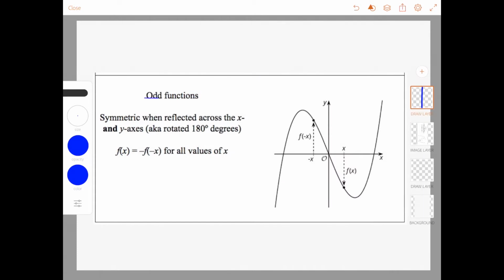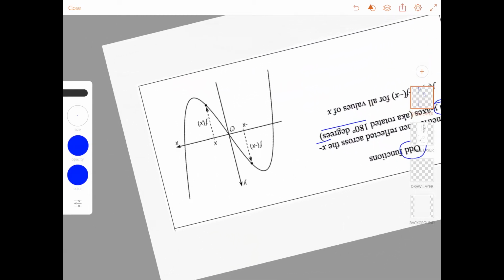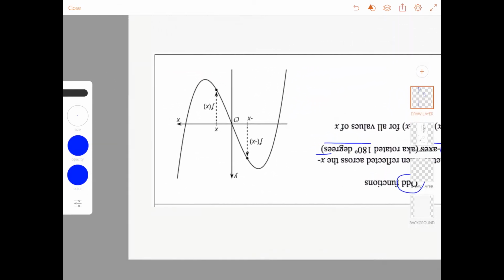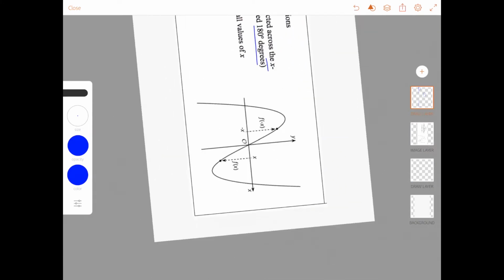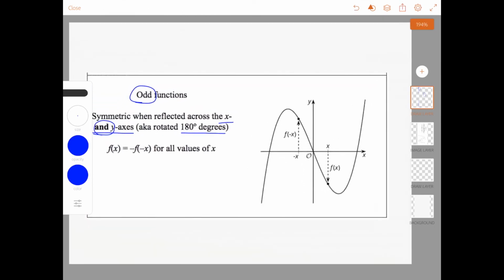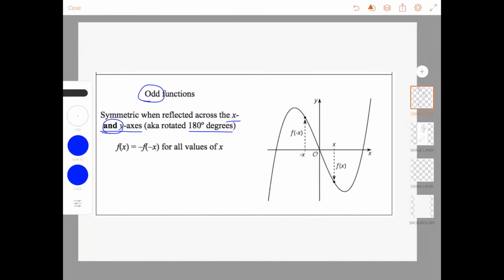Now I'm going to show you an odd function. So odd functions are symmetric when reflected across the x and y axes, all right? Which is another way of saying that they're rotated 180 degrees. So that's a full upside down flip, which I'm going to show you now. Keep in mind what this graph looks like, and then it looks exactly the same when I flip it over to the other side, right? All right. So that's a good way to test if a function is odd.